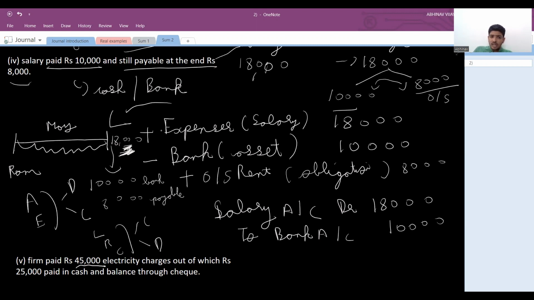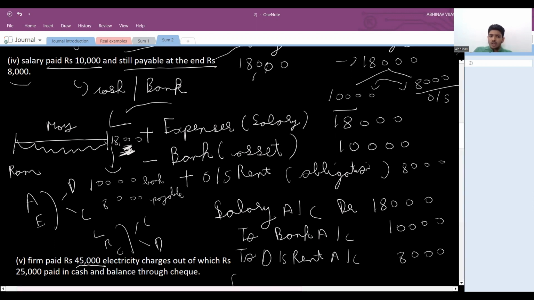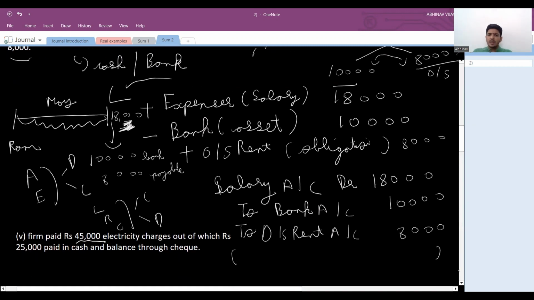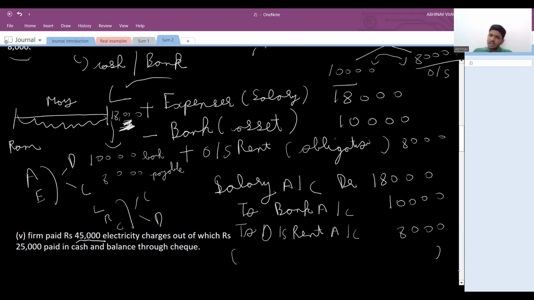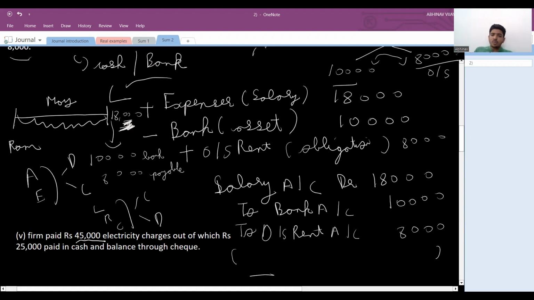An obligation is a liability. When liability increases, it will be credited. So to liability, that is outstanding rent, 8,000. Now in narration, you write salary paid 10,000, 8,000 payable. Anything. Salary paid by bank rupees 10,000, and 8,000 is not paid yet. You write anything, but write "being" before it because it's part of the format.